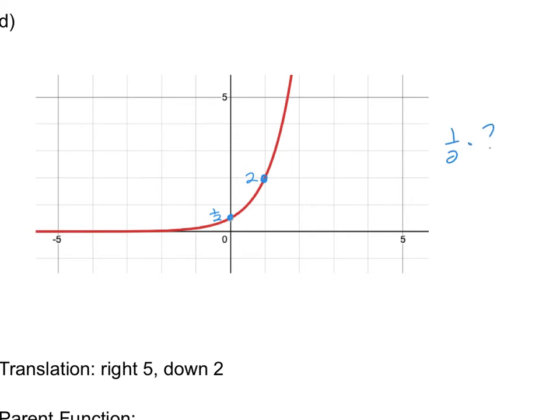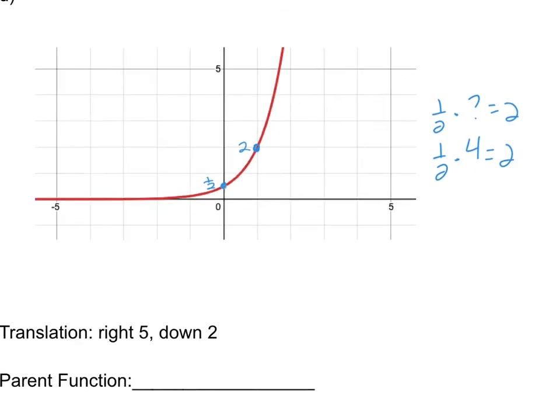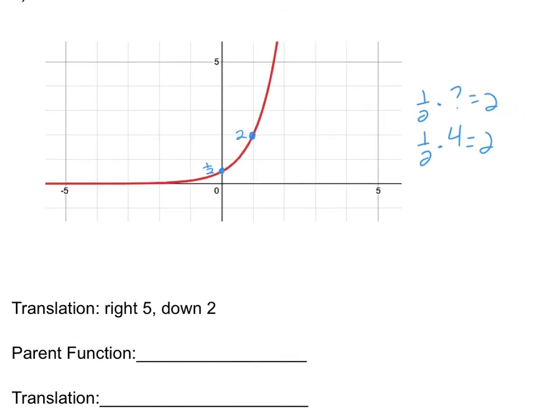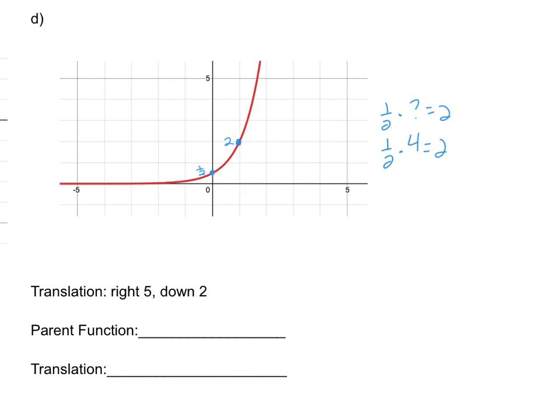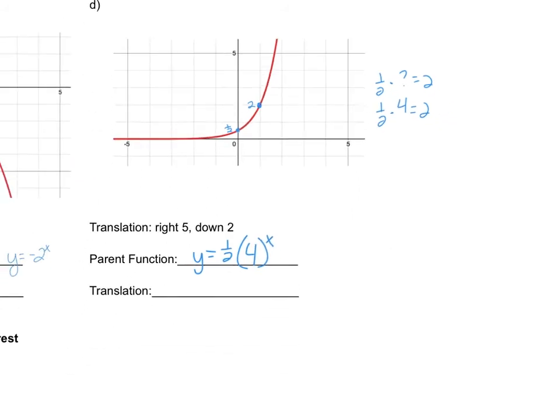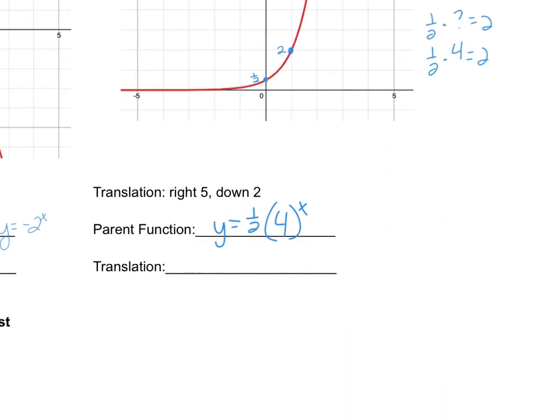Times what equals 2? Well, 1/2 times 4 equals 2, right? So it's quadrupling, increasing by 4. So this parent function would be y equals, you have your y-intercept, so 1/2 times 4 to the x power. All right, and last one, translation, so right 5, so it's going to be y equals 1/2 times 4 to the x. Right 5 would be -5. Down 2 would be -2 on the outside.